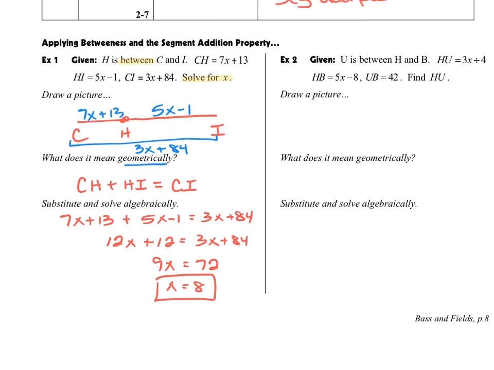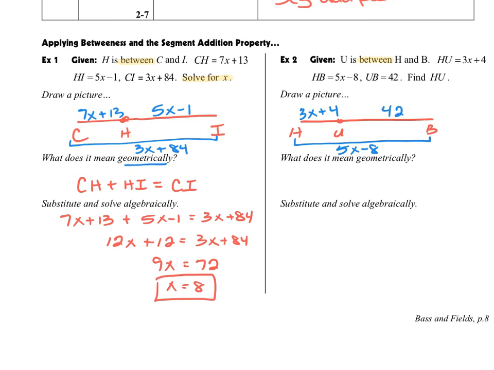Again, we're going to read our statement. We're going to see that we've got that keyword of between. So we're going to jump into our picture, draw the appropriate picture. So we're going to put our U is between our H and our B. It tells us that HU is 3x plus 4. It tells us that HB, notice that I gave you the parts in a different order this time. Never assume the order, is 5x minus 8. And then it says that UB is 42.